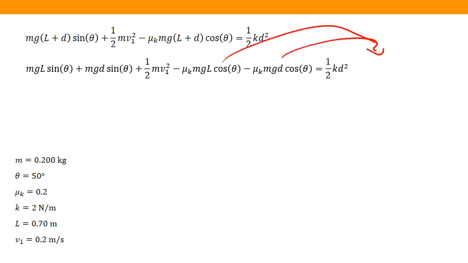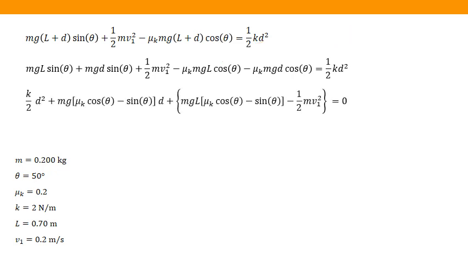and I'm going to move everything over to this other side of the equation so that I can get it into quadratic form. And when I do, I get something that looks like this. I've got some stuff multiplying d squared. I've got some stuff multiplying d. And then I've got all the stuff that isn't multiplying d at all. And you can see that this is then in the form of ax squared plus bx plus c equals 0.